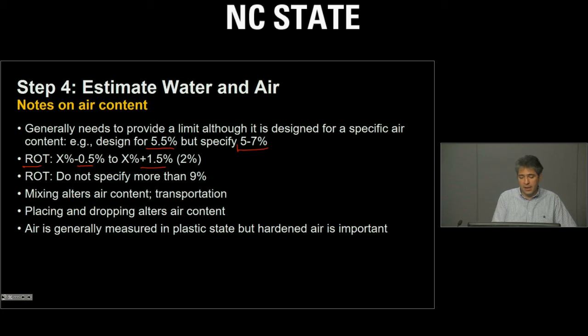For example, in the case of 5.5, we want to specify 5 to 7, because providing exactly 5.5 will be a little bit challenging for the mixture producer. What if they get 5? What if they get 6? So providing a range is a better practice. Do not specify more than 9%. Remember, I will tell you another rule of thumb here.